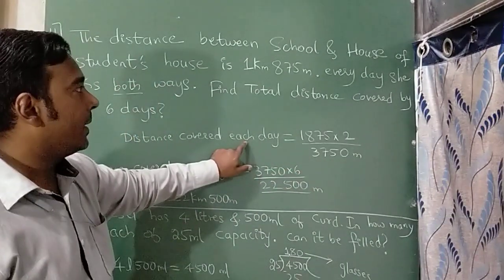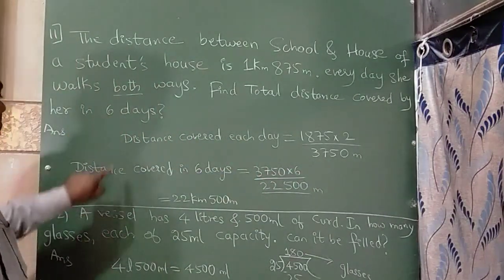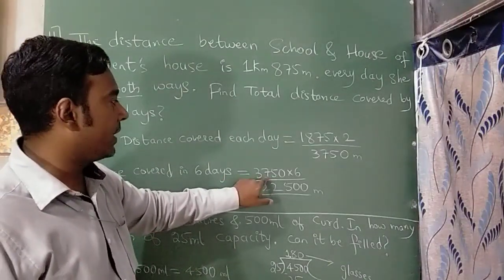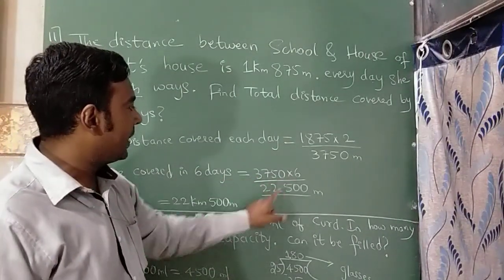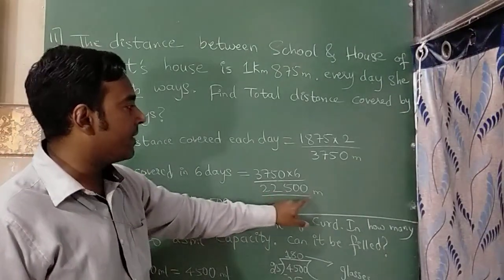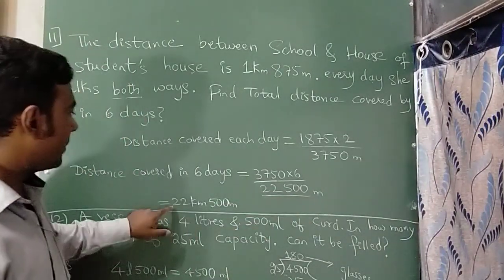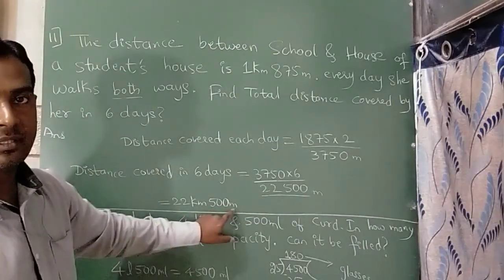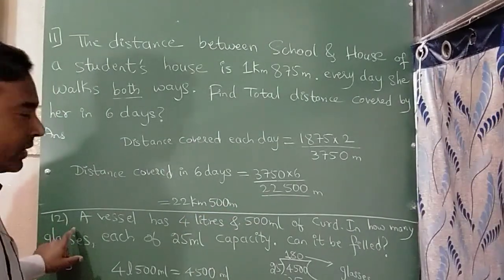This is each day, but I want 6 days. So distance covered in 6 days is 3750 into 6. If I multiply this, I'll get 22,500 meters. So this can be written as 22 kilometer and 500 meters. Fine. Now last question, that is 12th one.